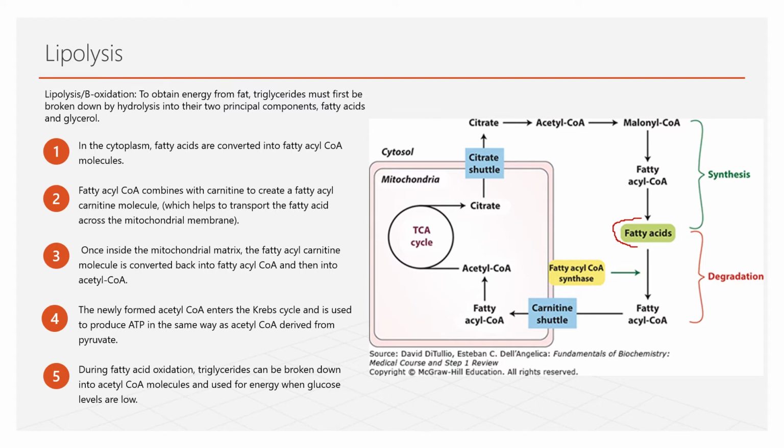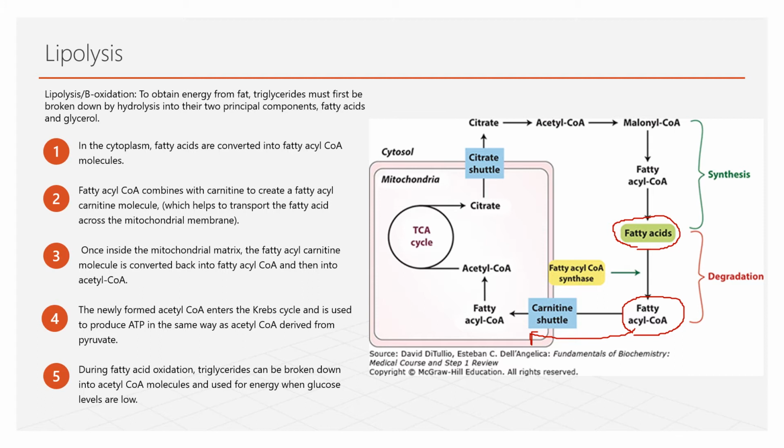This is the fatty acid you see right here. The fatty acid will then be converted into a molecule called fatty acyl-CoA. This reaction takes place in the cytoplasm of the cell. Now, in order for us to generate energy, the fatty acyl-CoA must enter into the mitochondria. Remember that the mitochondria is the energy powerhouse of the cell, where energy or ATP is generated. The mitochondria is also an organelle with a double membrane.